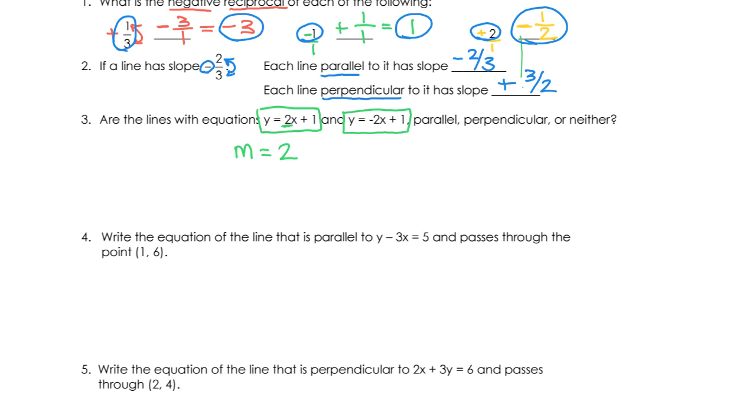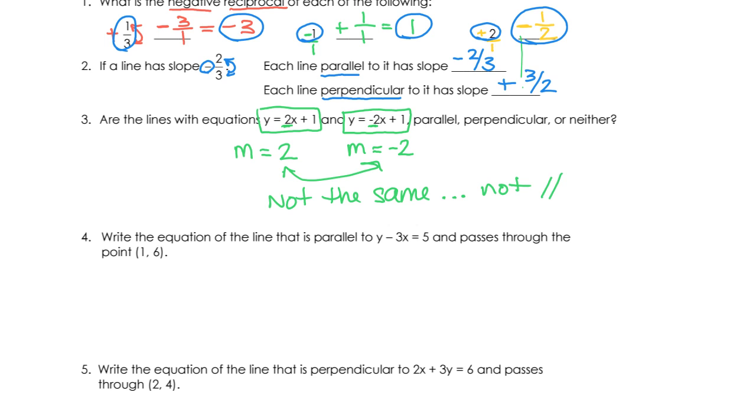The equation of this line is also in y equals form, and I can see that the slope here is negative 2. So right now, these are not the same. Not the same. So that tells me they are not parallel. Okay. Now, are they negative reciprocals of each other?